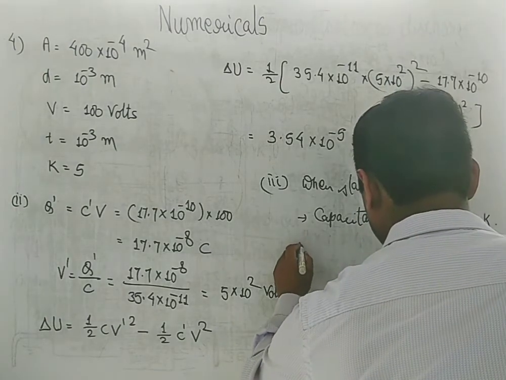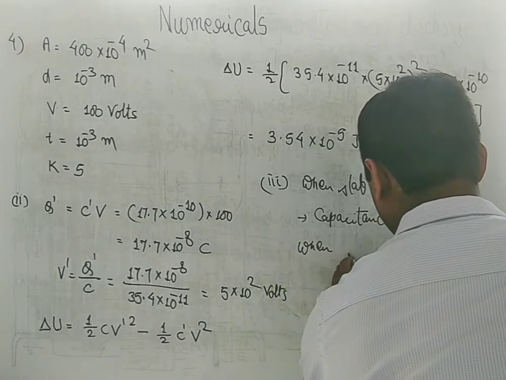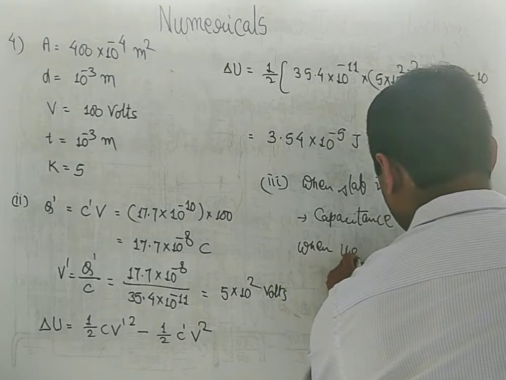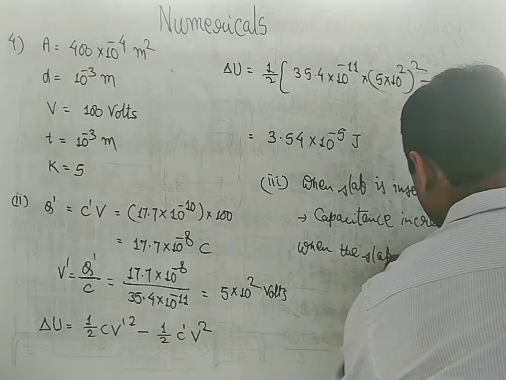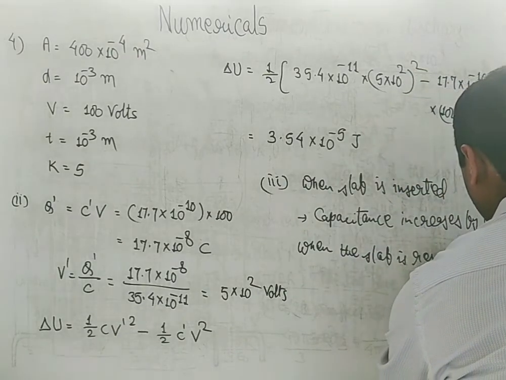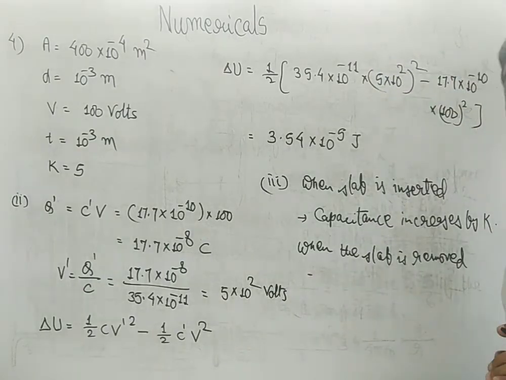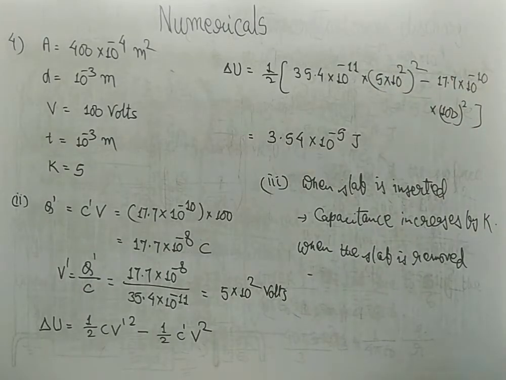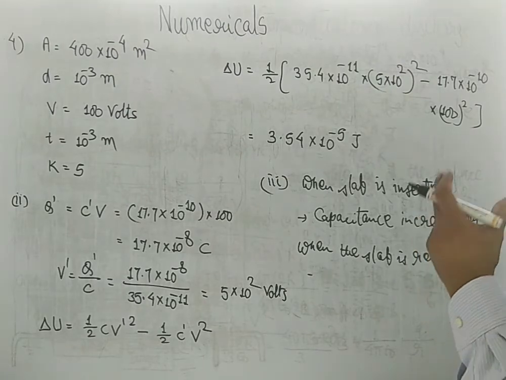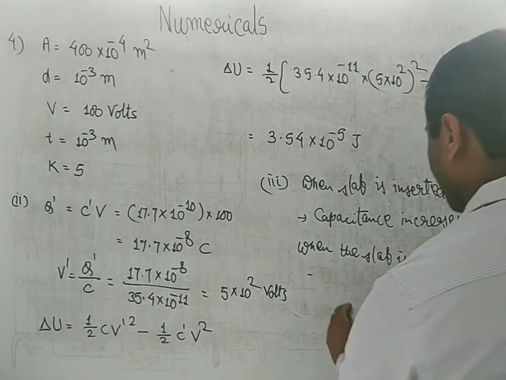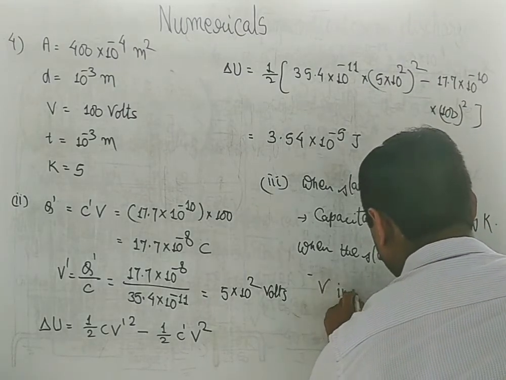Now for the second case, when the slab is removed, the electric potential increases. Due to the insertion of the dielectric slab, the electric potential decreases, and when it is taken out, the electric potential rises. So due to the rise in potential, the electrostatic energy rises. So here V increases.